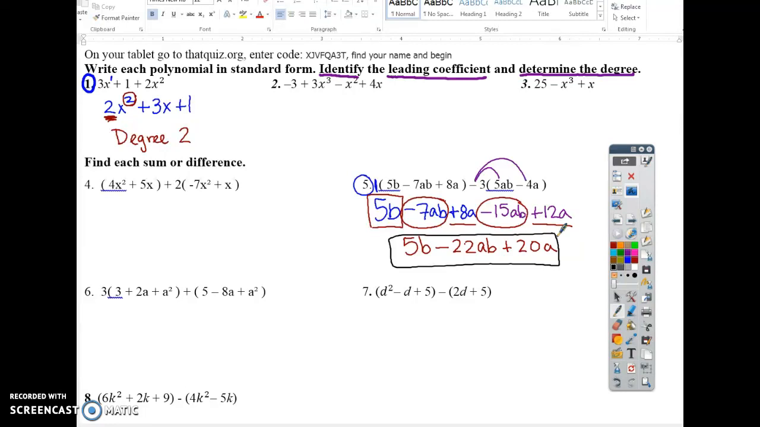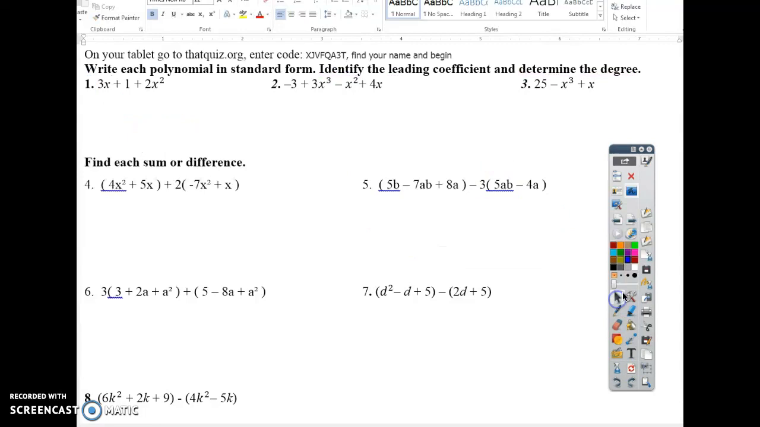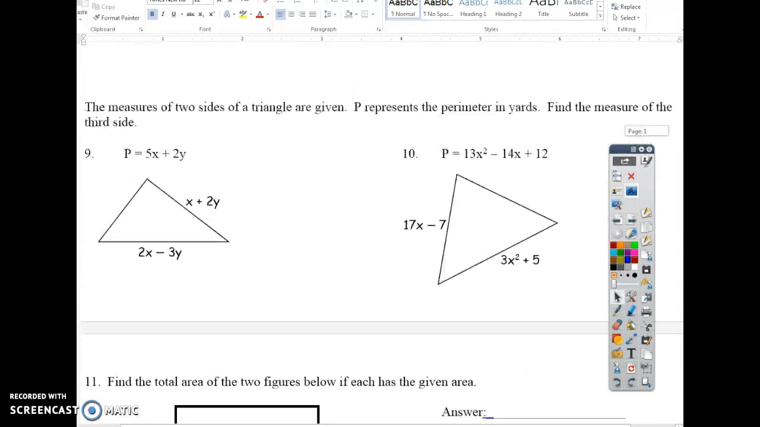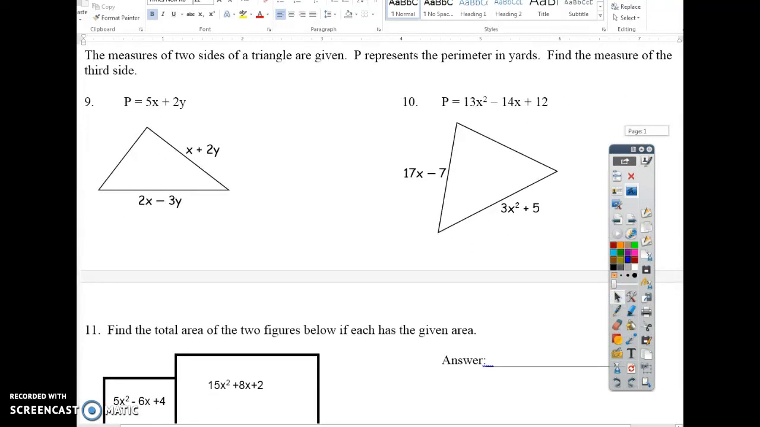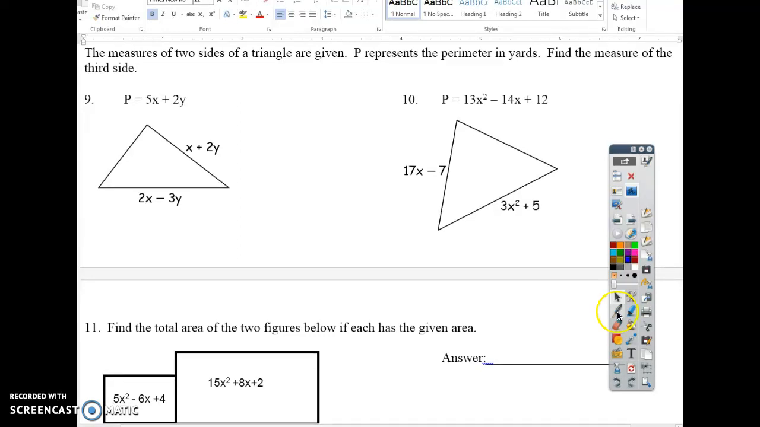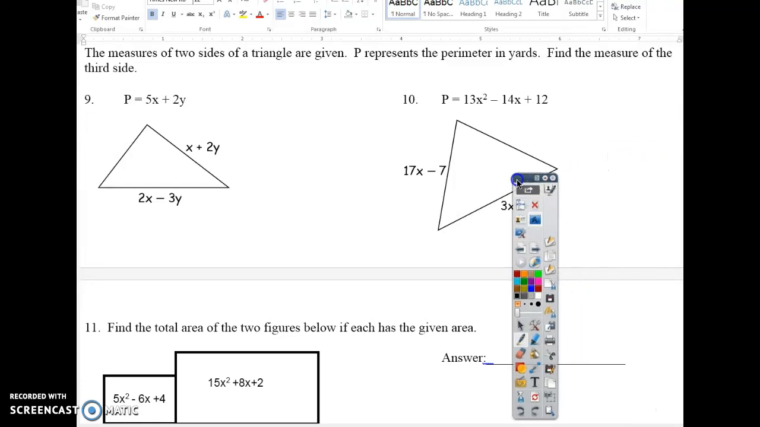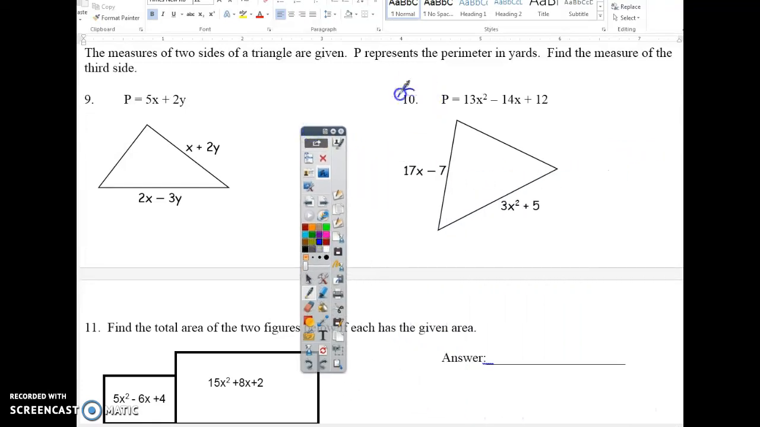Let's go to the bottom, problem number 10. These problems are going to be on the test tomorrow. Okay? Perimeter. So what does it say? It says, we're doing problem number 10. The measure of two sides of a triangle are given. So here's one side, here's the other side. We need to find this side right here. Okay?